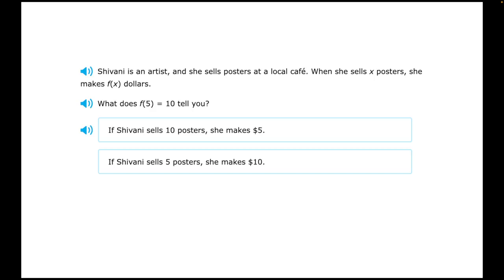Hello everyone and welcome back to another math video. Today we're going to be looking at how to use function notations in word problems.